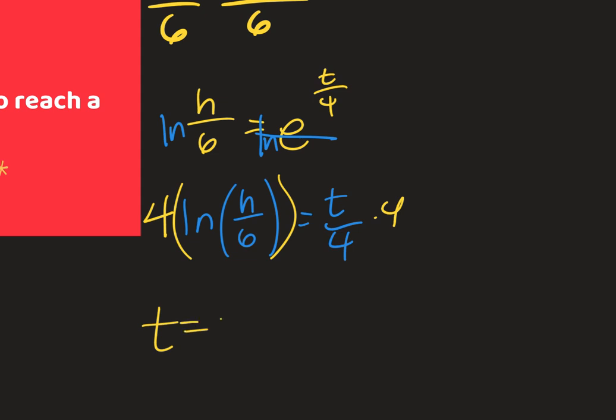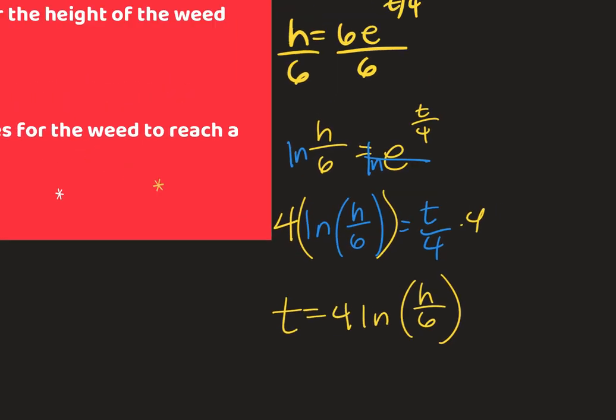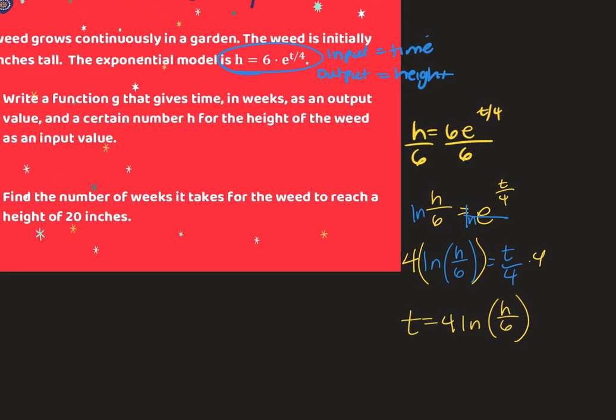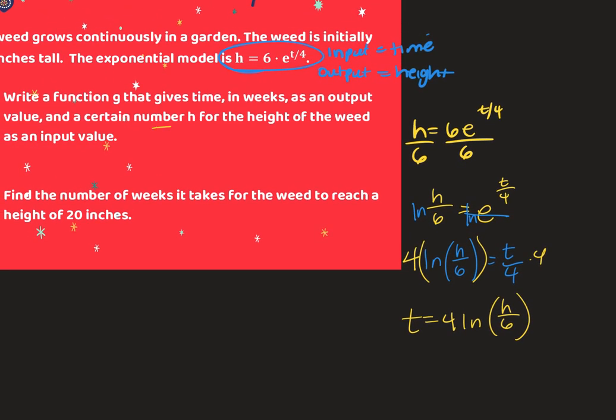So t equals 4 ln h over 6 would be my model if my input is the height, which is what it wants. The height is the input, and the time is the output. This time it says g. So g of h equals 4 ln h over 6 would be the right way to write that.